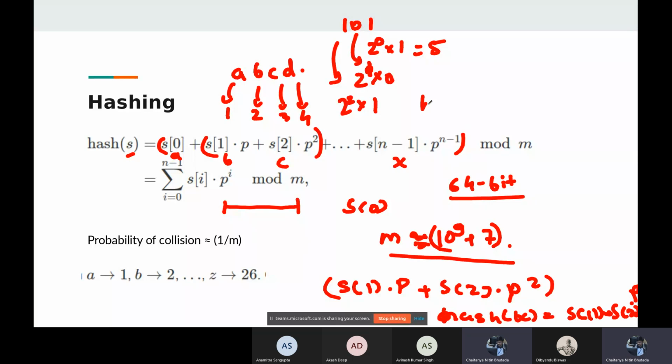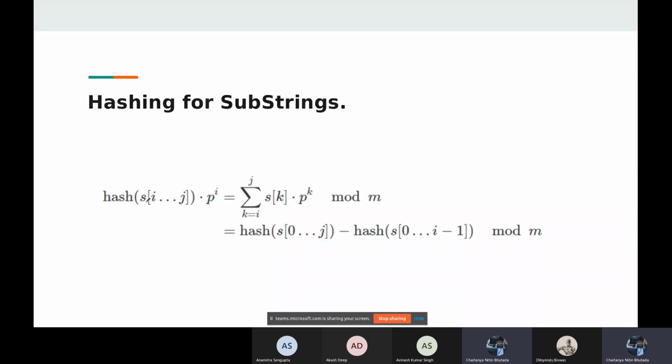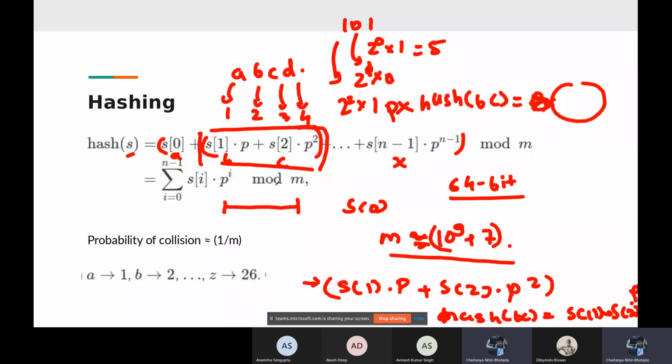So hash of bc is equal to this, sorry, divided by p. This into p is the hash of this subsum. So hash of si, going on till j, into p of i, like here from b into c.